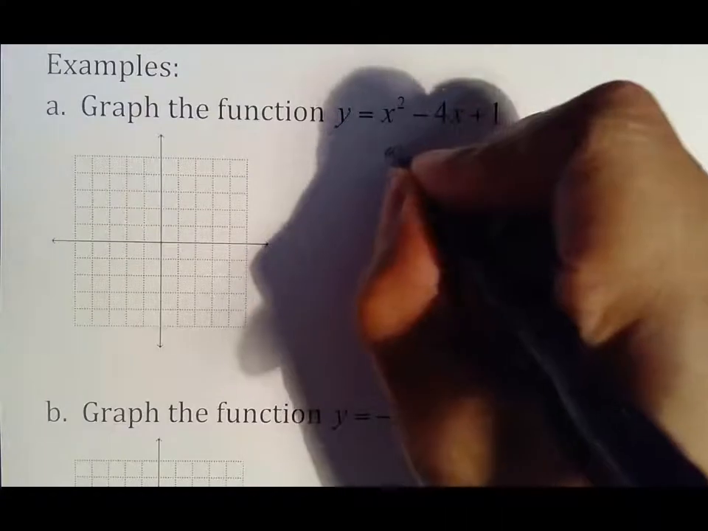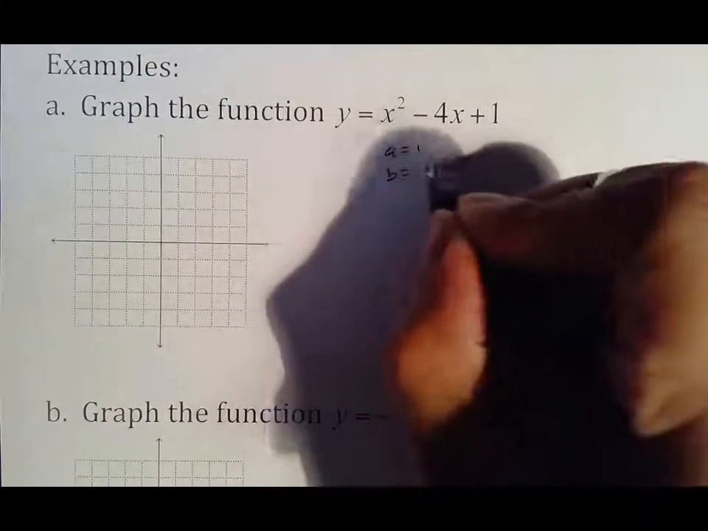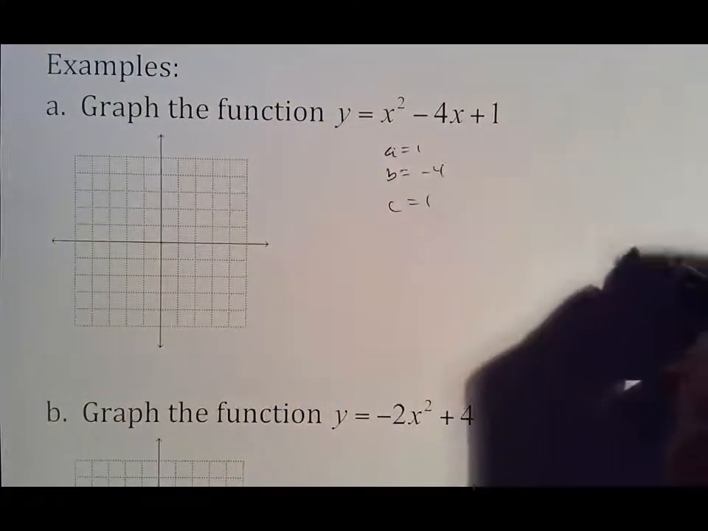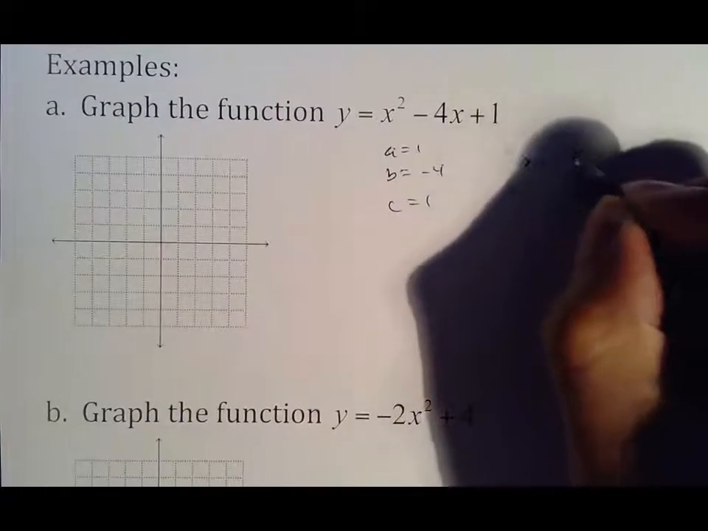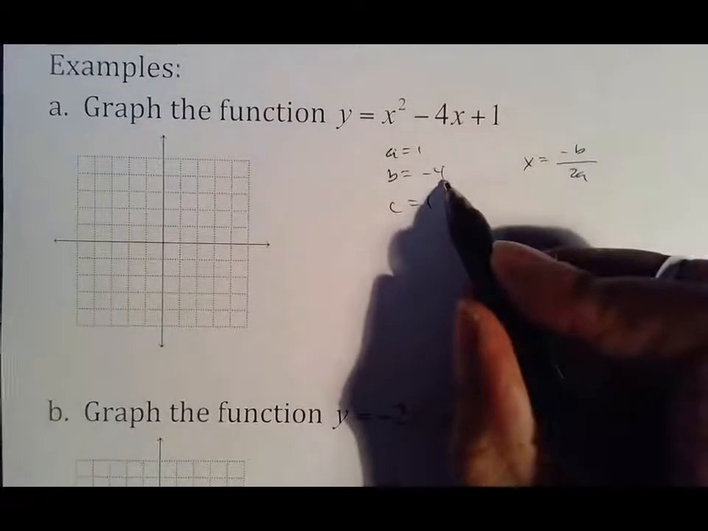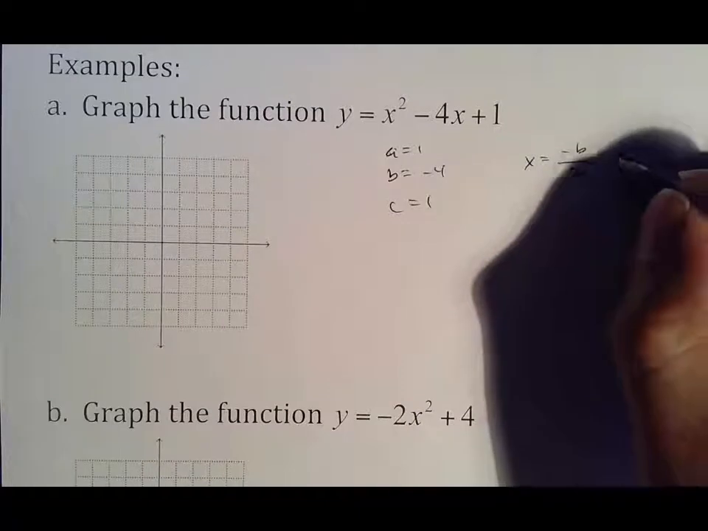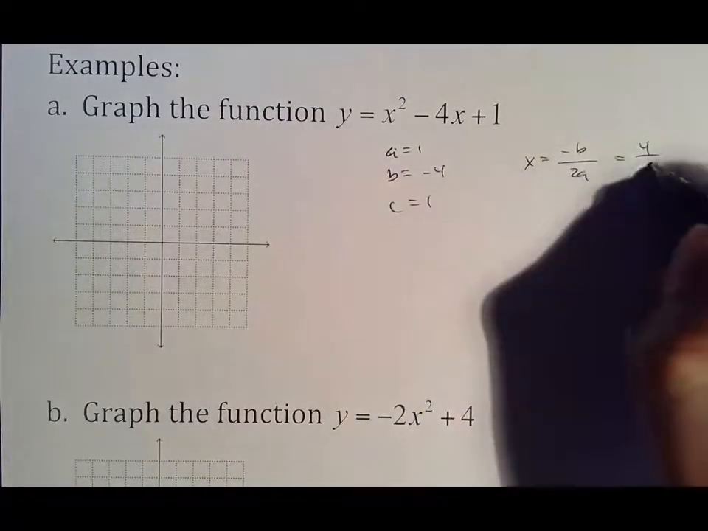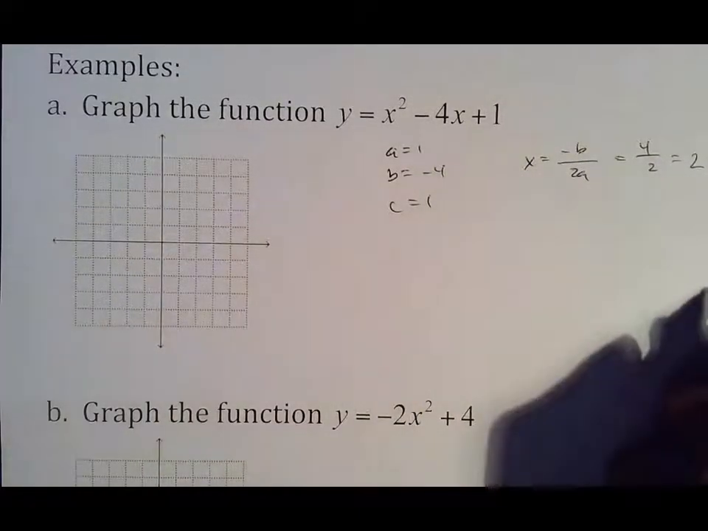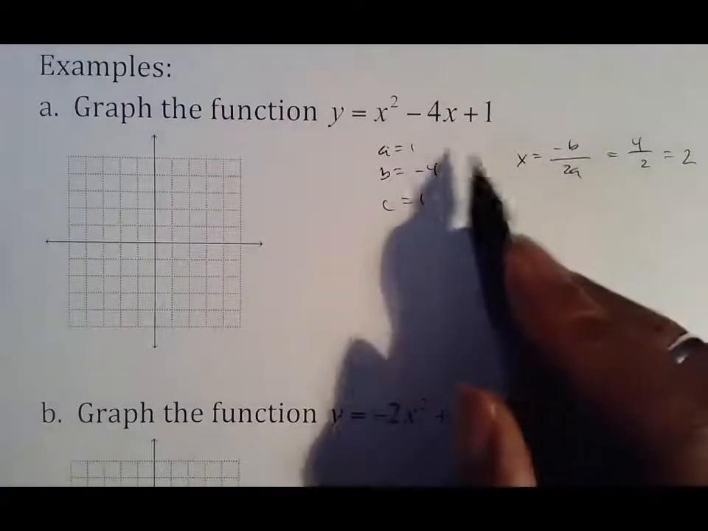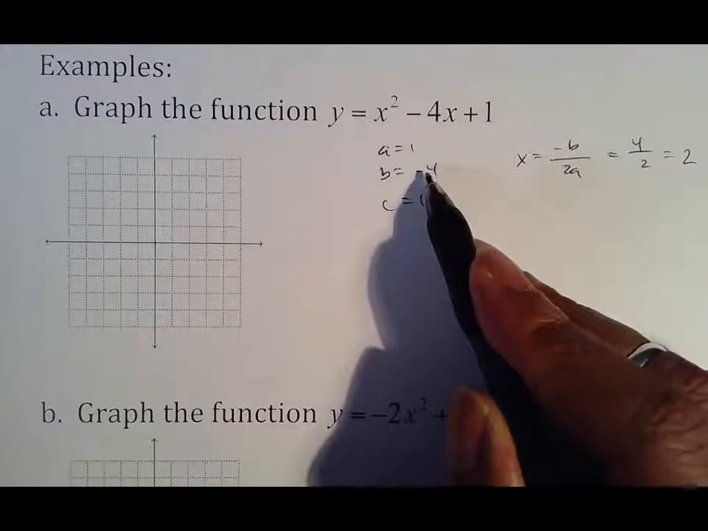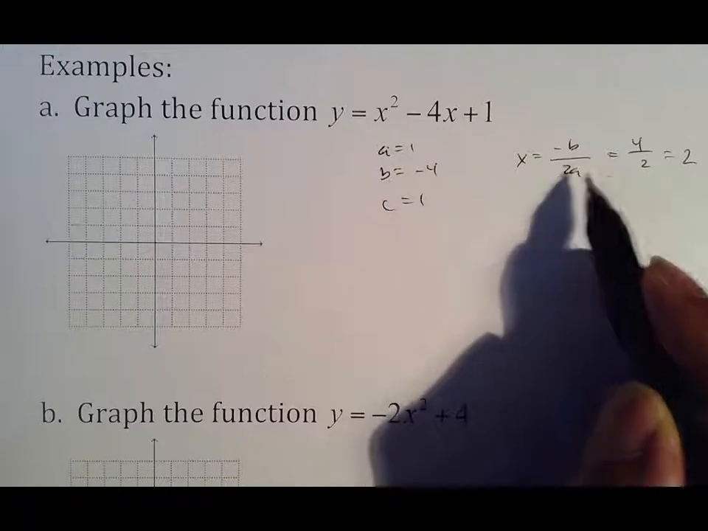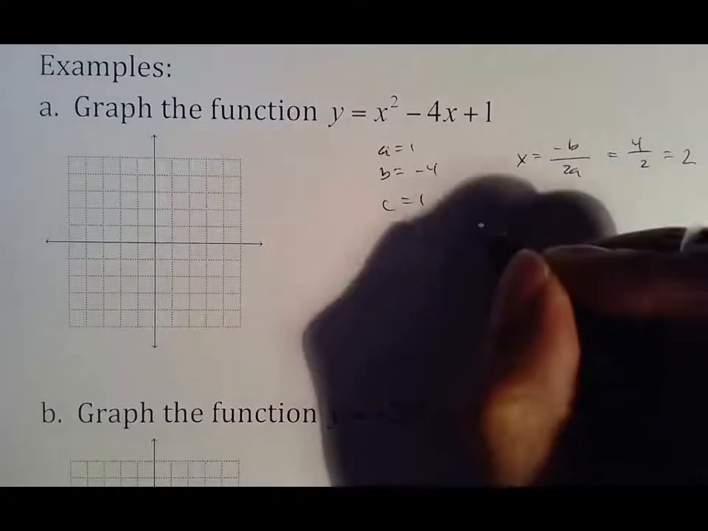So what we do is we recognize that a is 1, b is negative 4, and c is 1. And so if x equals negative b over 2a, then we're looking at the opposite of b, which would be 4, over twice a, which would be 2. Again, the opposite of b is going to be positive 4, and 2 times 1 is just 2. So that gives me my key x.